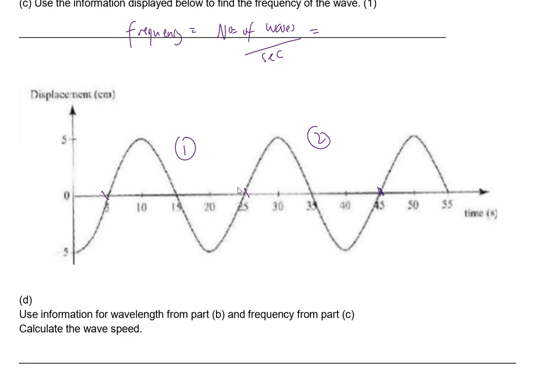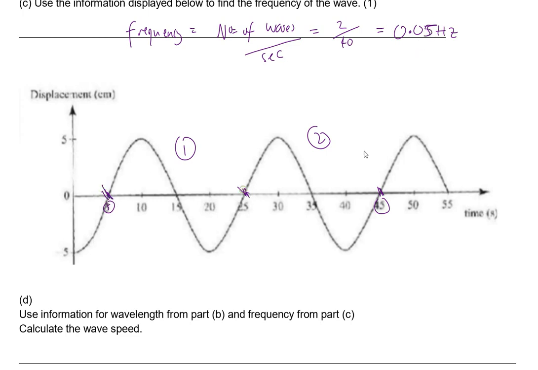We have 2 complete waves passing a point per second. Now we can just do 2. So this will also work. So 2 waves, how many seconds does it take? It goes from 5 seconds all the way to 45 seconds. So it took 40 seconds to go through. Therefore, this is 0.05 hertz.